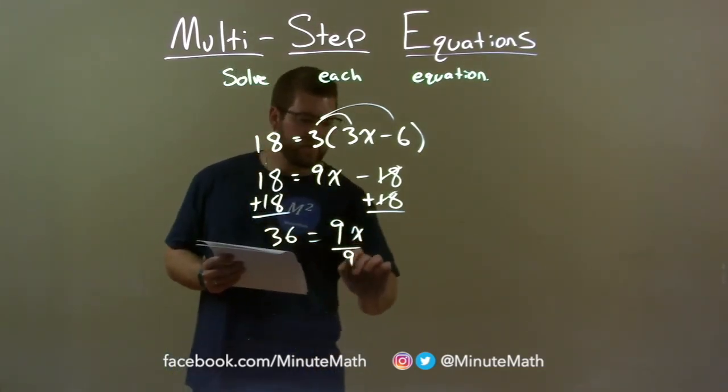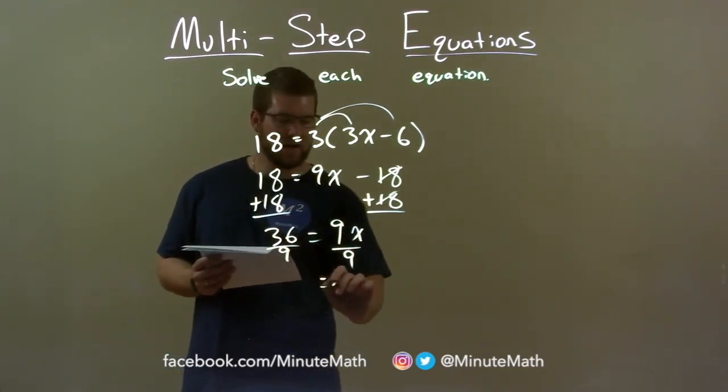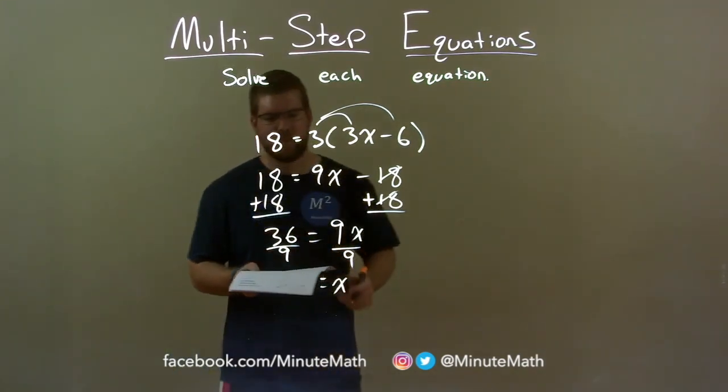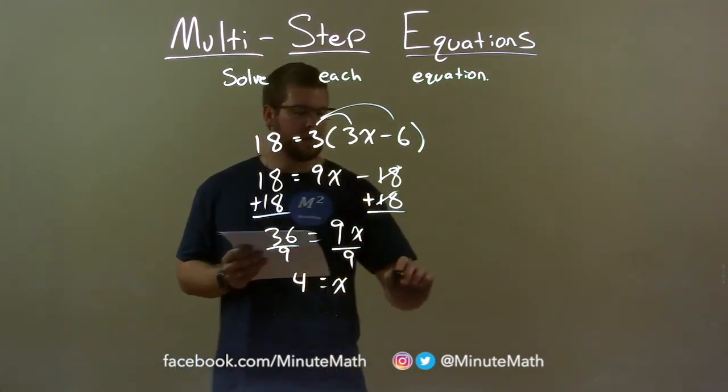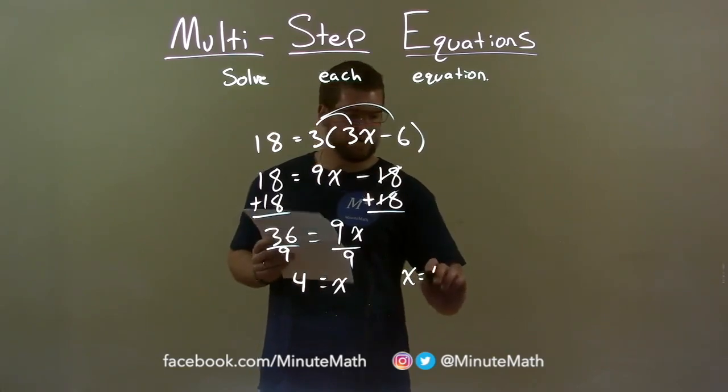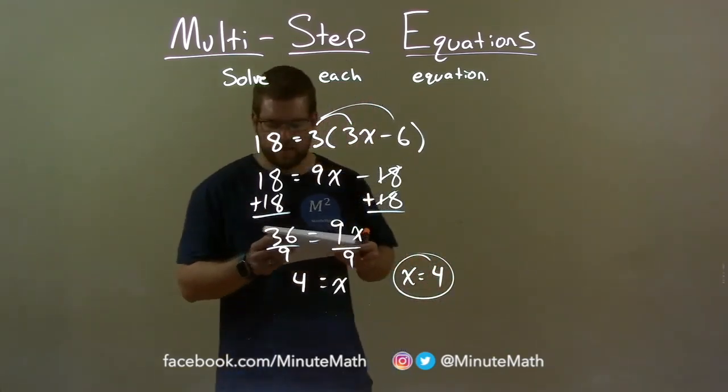I then divide both sides by 9, giving me x by itself. And 36 divided by 9 is 4. I can rewrite this that x comes first, so x equals 4 is our final answer.